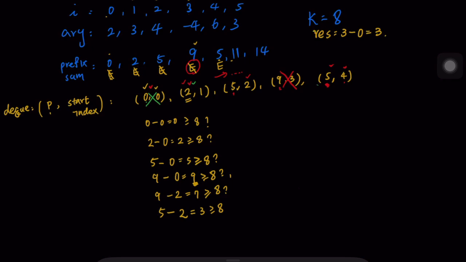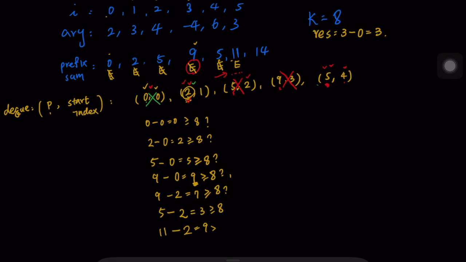So we also want to pop this out from the deque. Then we check if the 5 is smaller than this one too. No, it is not. So we stop here. Next, we want to move our end index to this position, 11. The value is 11, and now our start value is 2. 11 minus 2 is 9.